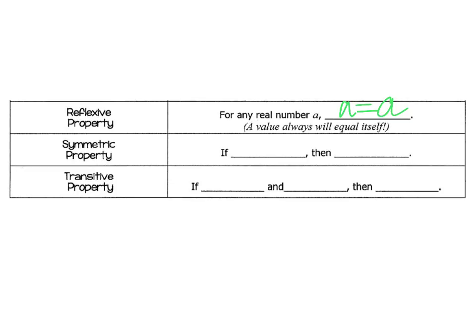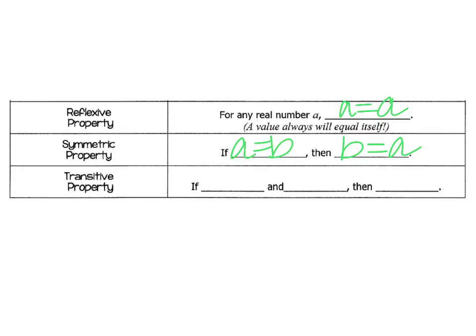All right, then symmetric property. If A equals B, then B equals A. So the symmetric property just states we can always switch them, because if they're equivalent, A equals B, then B always equals A as well. So all we're doing is switching them.